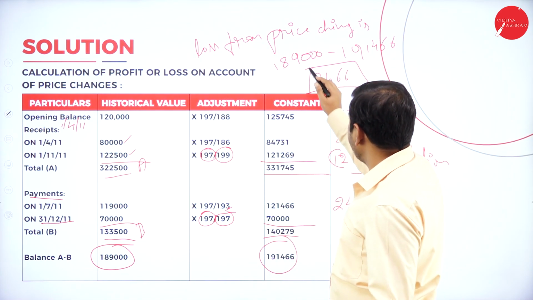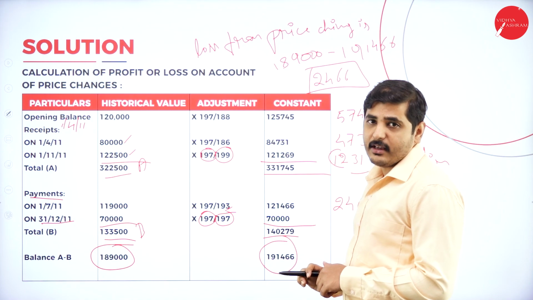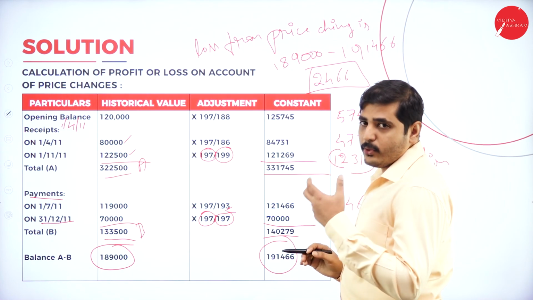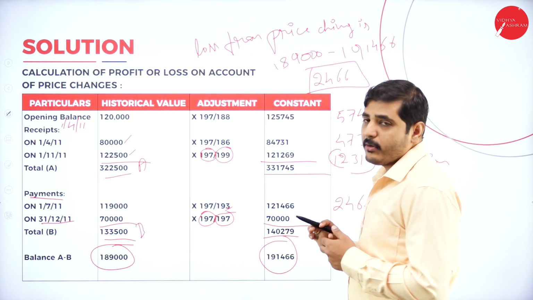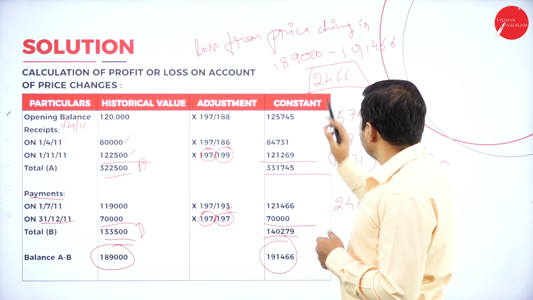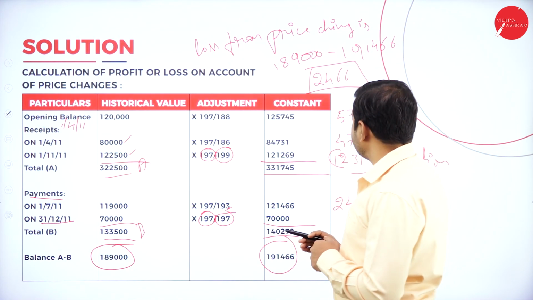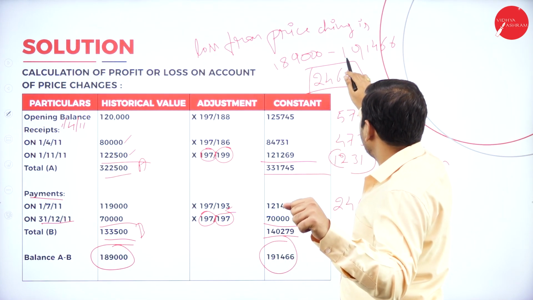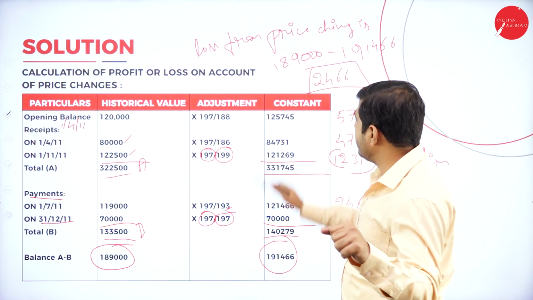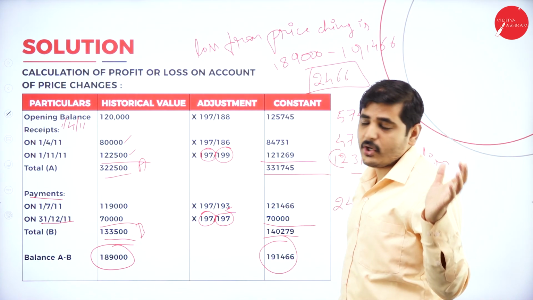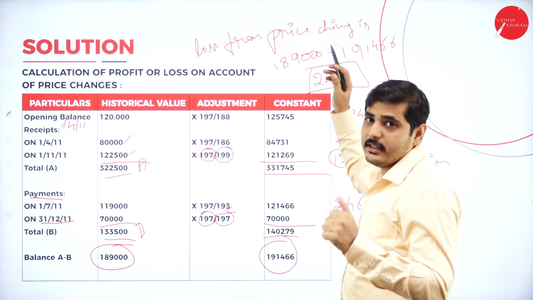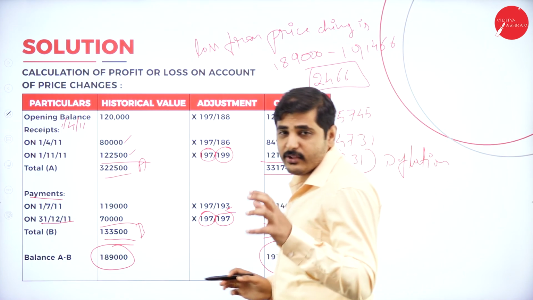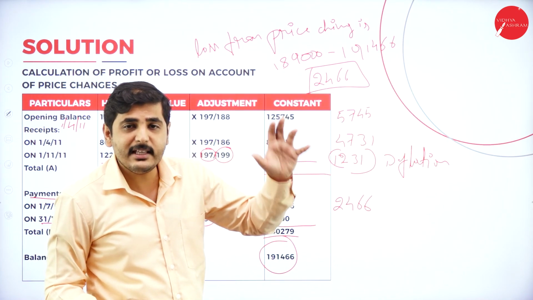That means the amount worth in the previous year, or the opening balance, is 1,89,000, but at the end of the year the value for money has been reduced to the extent of 2,466. So 1,91,466 is equal to 1,89,000 in the previous year. Here the value for money is not increasing, the value for money is decreasing.